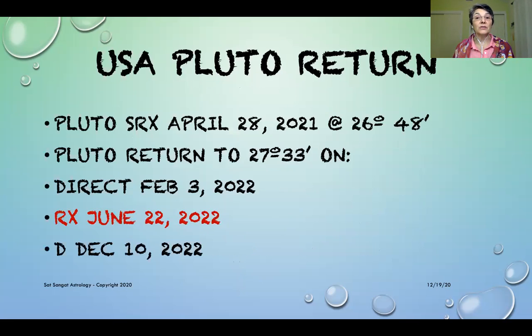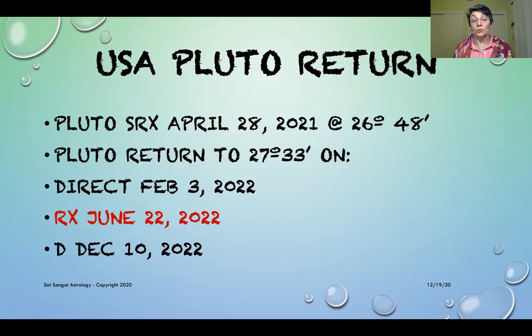So the Pluto return for the United States of America, I think it starts on April 28th, when Pluto stations retrograde. It is about 45 minutes away from the natal position of Pluto at 27°33'. So you see here the difference is 45 minutes away. So it is within the degree, and I consider that to be important already.